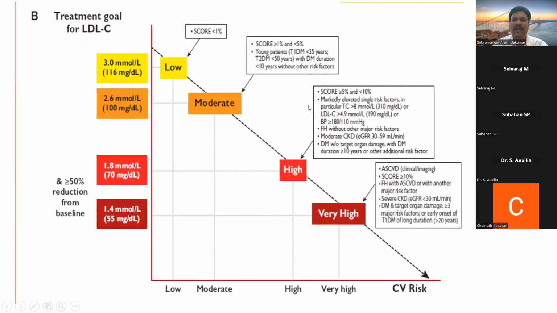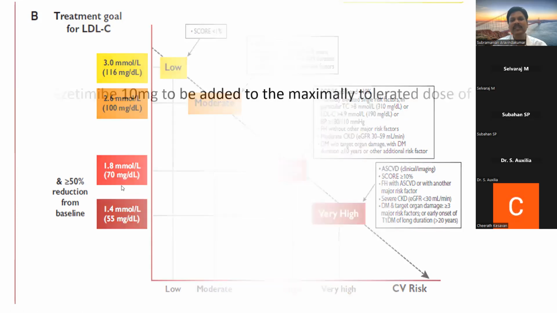LDL goal is, after ANMI, it is a high intensity, high risk patient. So we have to have much stricter control. LDL goal should be less than at least 70 milligram. So for very high risk, less than 50.